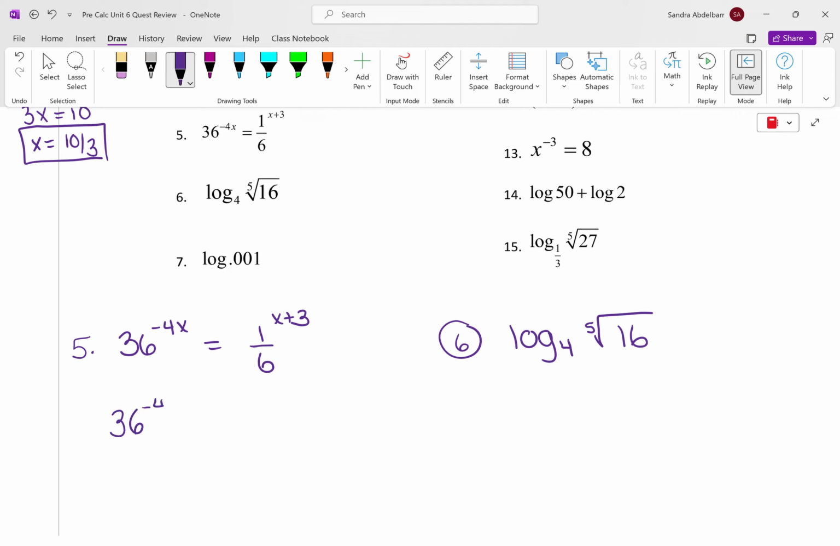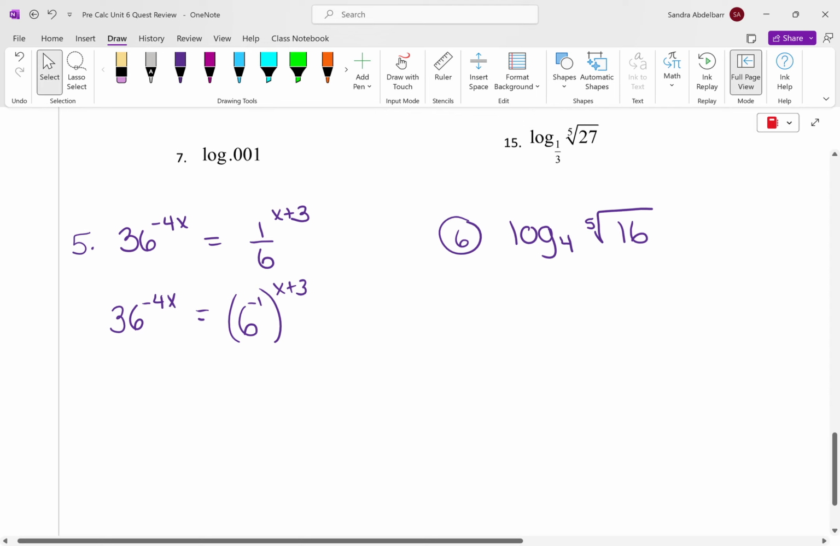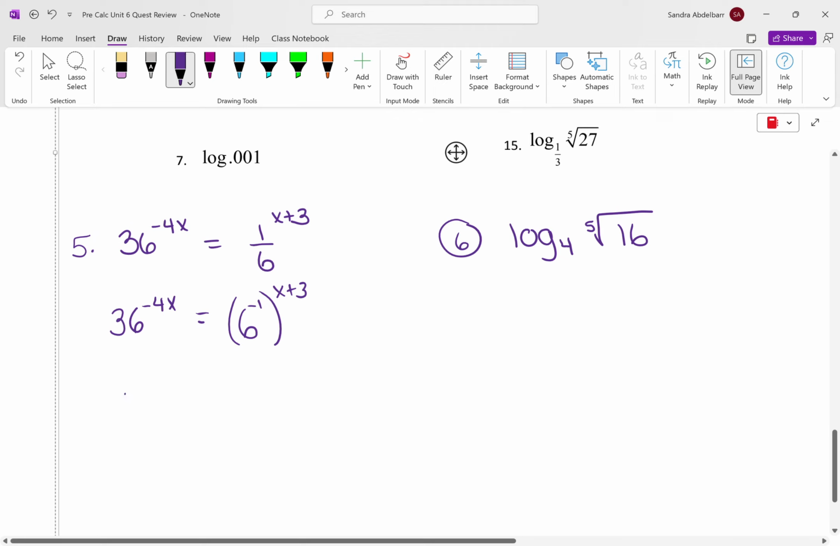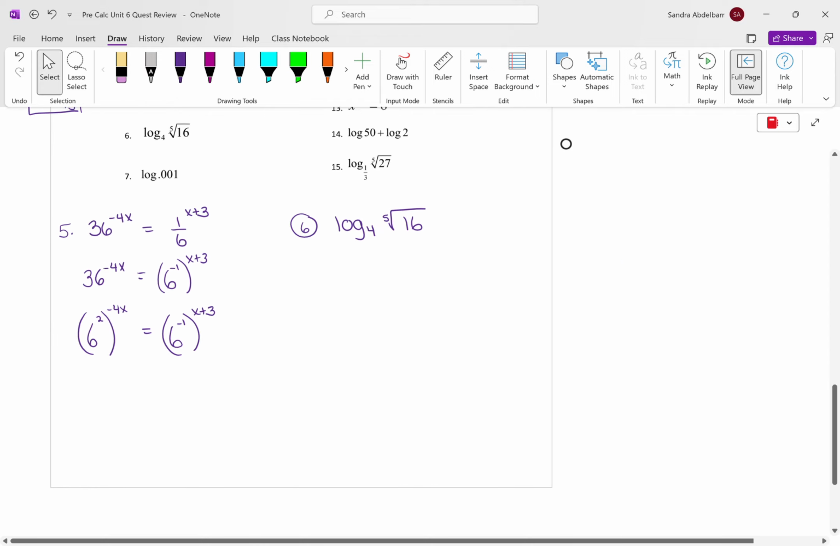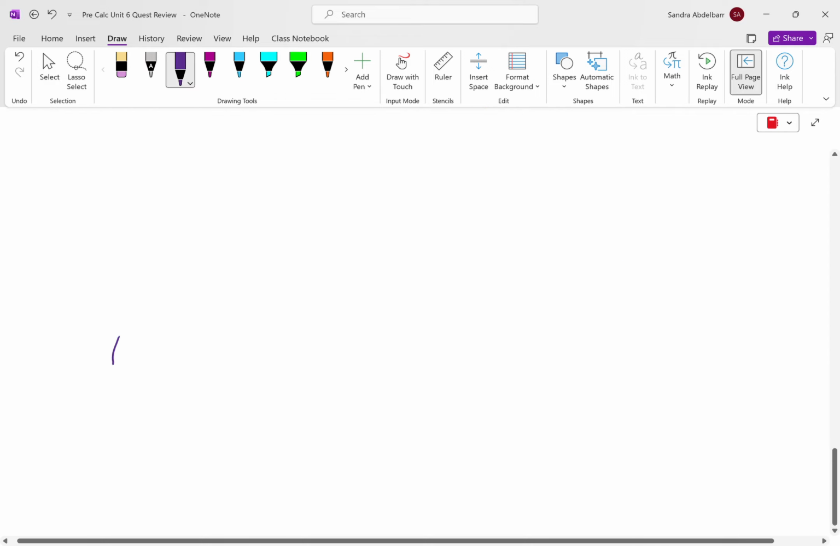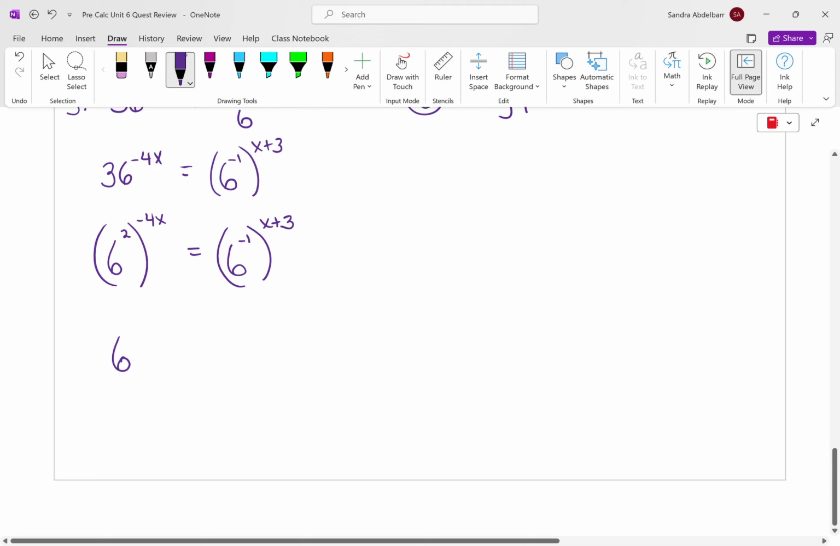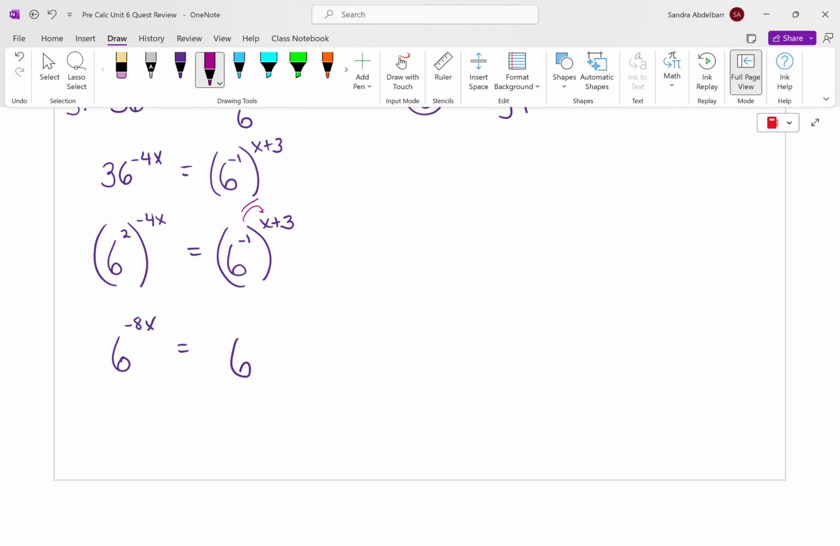All right, let's go through this. For this one, we have 36 raised to the negative 4x. I'm going to change that 1 over 6 into 6 to the negative first, raised to the x plus 3. Now I'm going to change this 36 into a base of 6. So this is going to be 6 squared raised to the negative 4x equals 6 to the negative first raised to the x plus 3. Power to a power, we multiply. So I'm going to get 6 raised to the negative 8x.